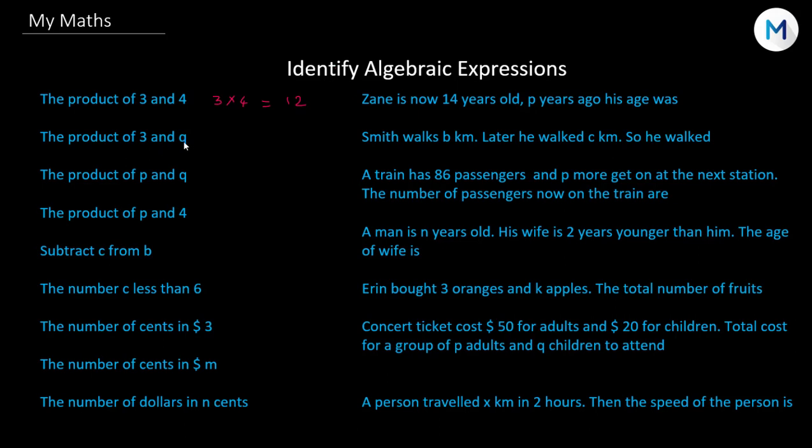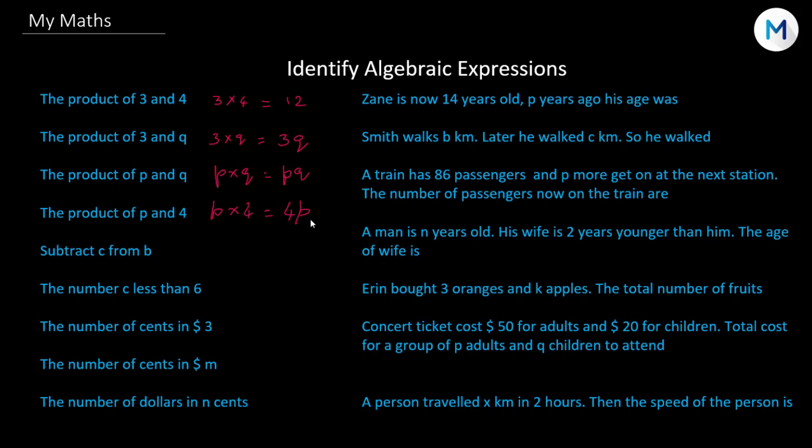Similarly, the product of 3 and Q is just 3 multiplied by Q, which is generally written as 3Q. Similarly, the product of P and Q is P times Q. So that is PQ, we write it as either PQ or QP. Similarly, the product of P and 4 is P times 4 or 4 times P. Either way we can write, but generally in the answer we write 4P. Constant we write first and then the variable.